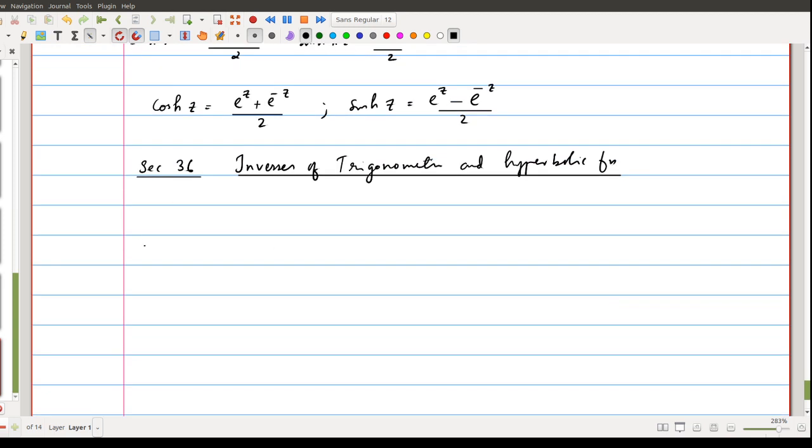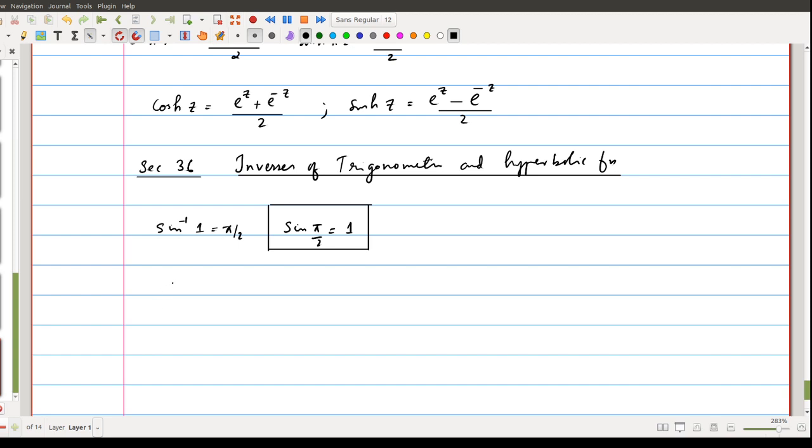How will you find sine inverse z? This is the meaning of inverse trigonometric functions. We know that sine inverse of 1 is pi by 2. This is because of the fact that sine pi by 2 is equal to 1. So this is the meaning of inverse function. In real analysis we can easily find that sine pi by 2 is equal to 1, and that can be rephrased in terms of the inverse trigonometric function: sine inverse of 1 is pi by 2.